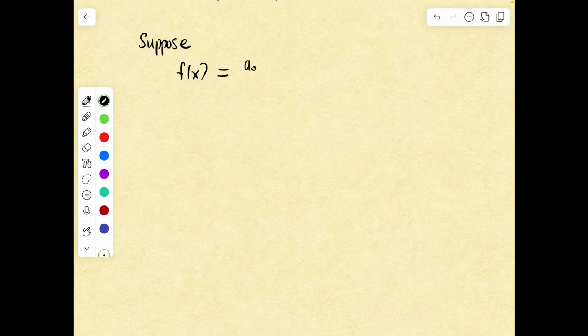So the first one is, suppose we have the integral from negative L to L, and L is some positive number, of sine of k pi x over L, and k here is an integer.